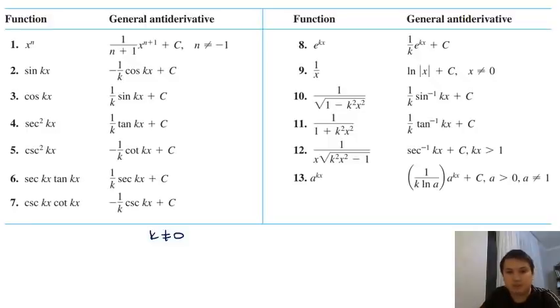Etc. So you can try to prove these statements, and proving is not so hard. All you have to do is, for example, if you want to show the integral of secant squared kx is equal to 1 over k tangent kx plus c, all you have to do is just take the derivative of this, apply the derivative rules, and show that it's equal to secant squared kx. Okay, and so on and so forth. I think it's a good exercise to try.